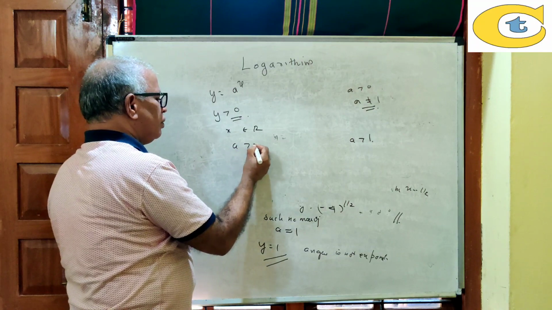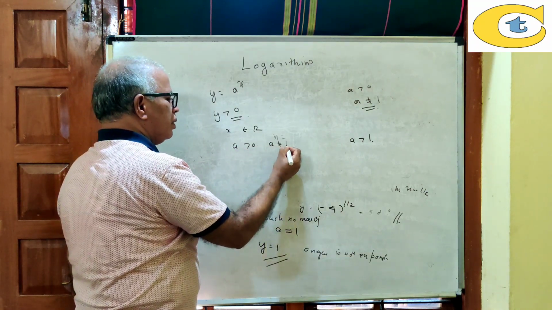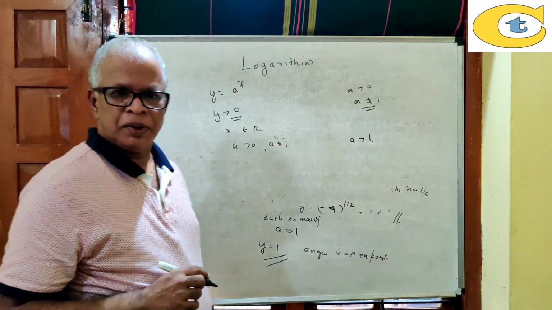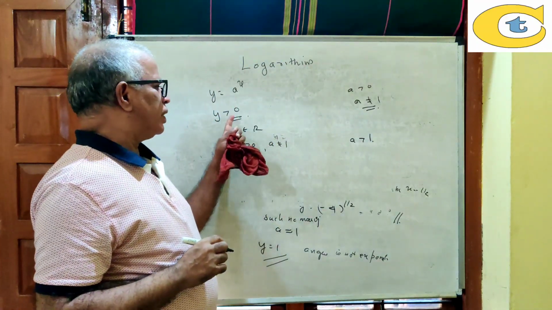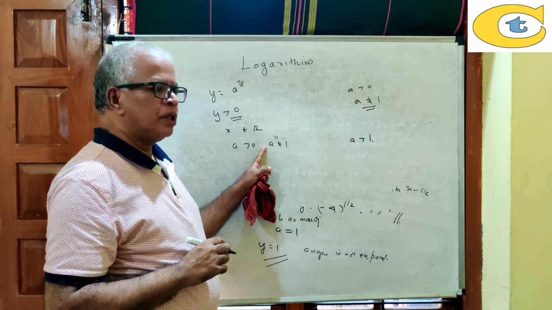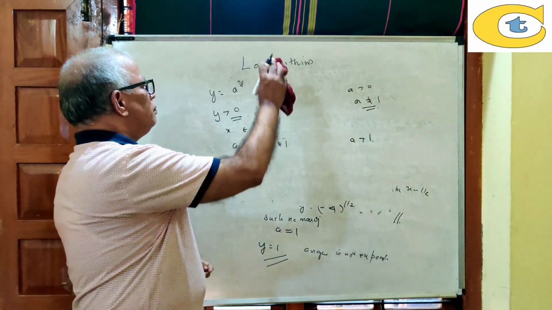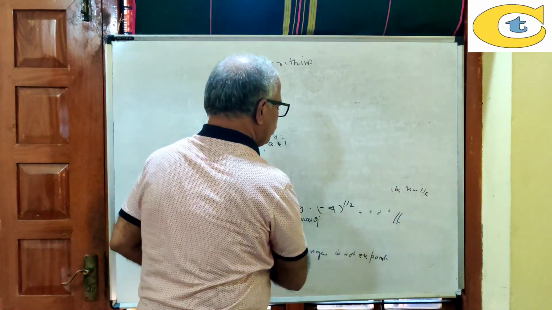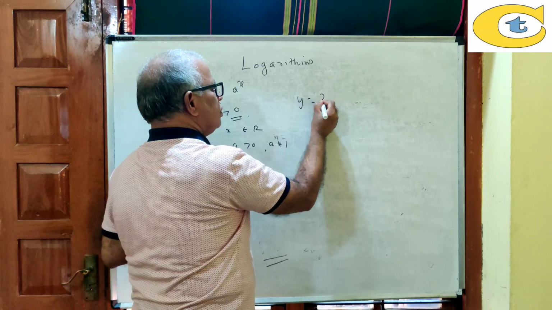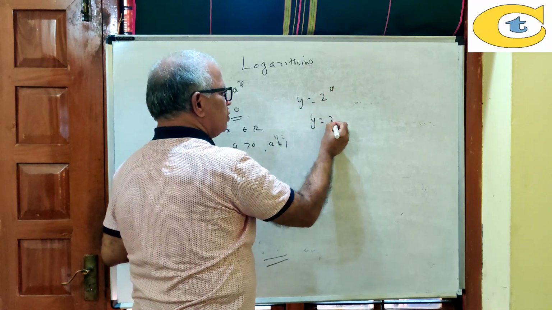A is greater than 0 and a is not equal to 1. This is the condition for an exponential function. What is the condition for an exponential function? Y is greater than 0, x belongs to the real numbers, a is greater than 0, a is not equal to 1. This is called an exponential function. Examples are y is equal to 2 raised to x, y is equal to 3 raised to x, etc.